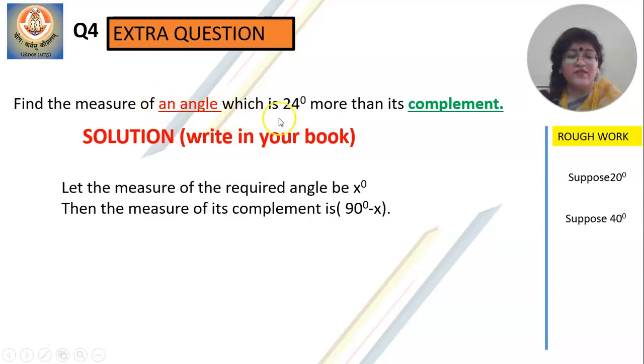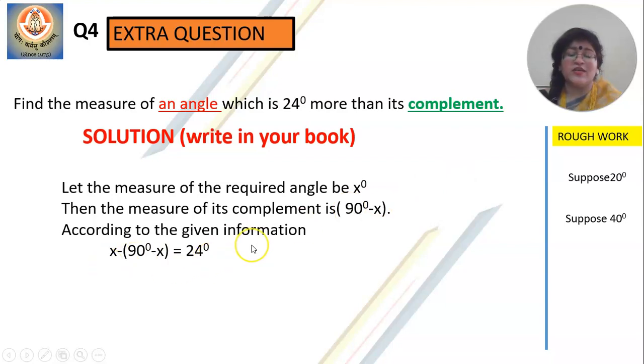Find the measure of an angle which is 24 degree more than its complement. So, according to the given information, the angle is 24 degree more. That means this angle is more than the complement by 24. So if this angle is more, it has to be written first. Then this is the smaller angle, 90 minus x. And this angle is more than this. Whatever is more, you're going to write first.